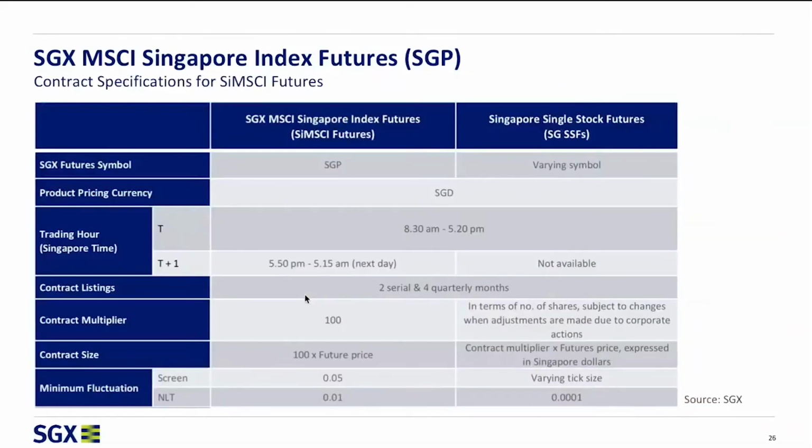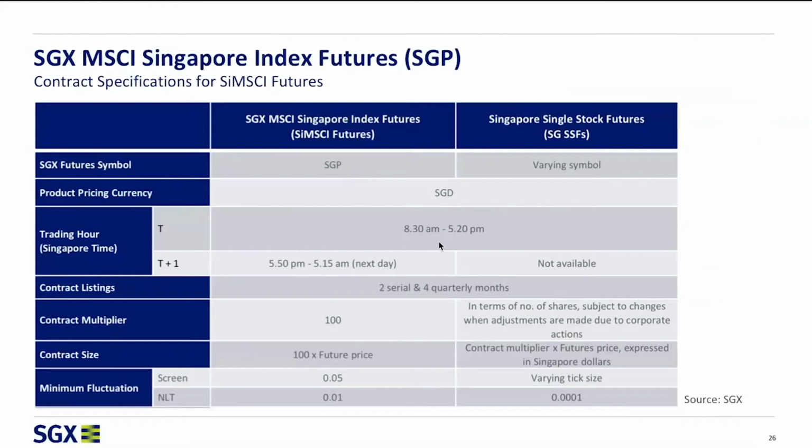All right, now let's talk about the contract specification of the SiMSCI futures. Number one, as you know, the product code is SGP. The currency of transaction is the Singapore dollar, SGD. The trading hour, well, there's always a joke. Those who are trading the futures have to work harder, because it starts trading at 8:30, half an hour earlier, and it ends at 5:20, 20 minutes later.